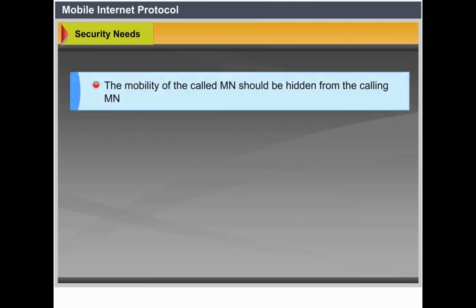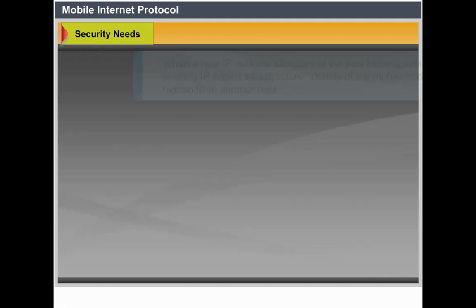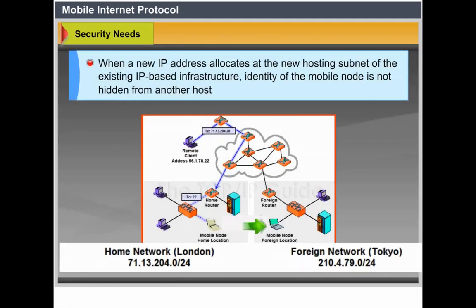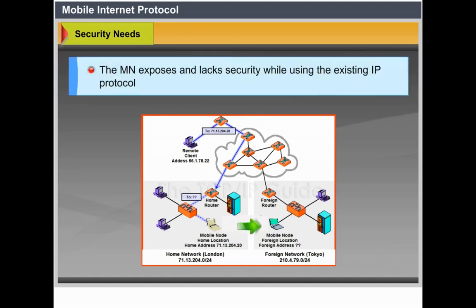Security needs. The mobility of the called MN must be hidden from the calling MN. When a new IP address is allocated at the new hosting subnet of the existing IP-based infrastructure, the identity of the mobile node is not hidden from another host. The MN is exposed and lacks security when using the existing IP protocol.